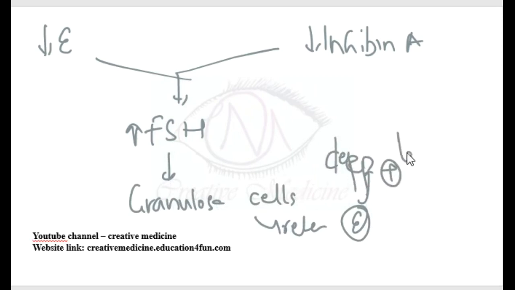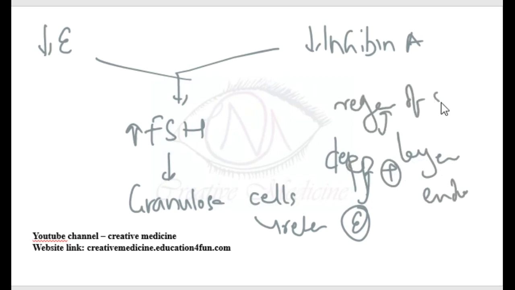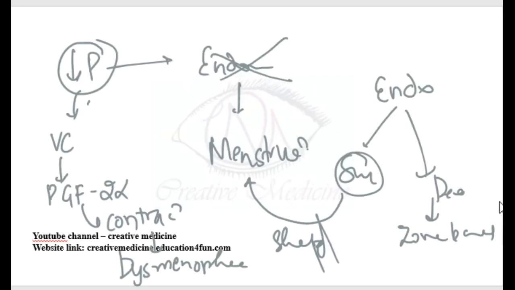Now this deep layer of endometrium is responsible for regeneration of the entire endometrium in the next cycle. The second half of the menstrual cycle is the luteal phase or secretory phase, where the corpus luteum starts to degenerate.